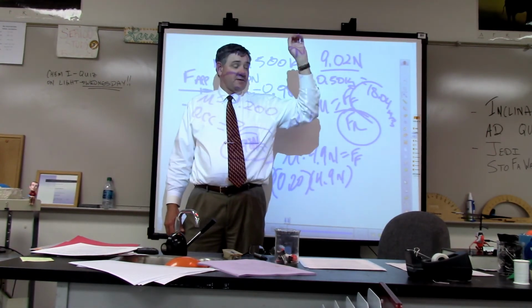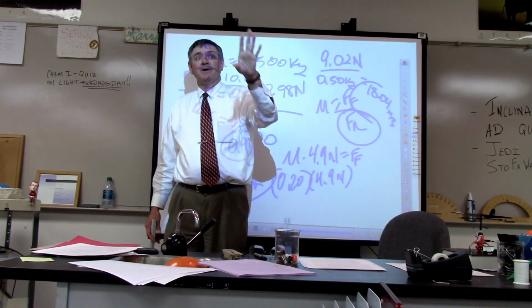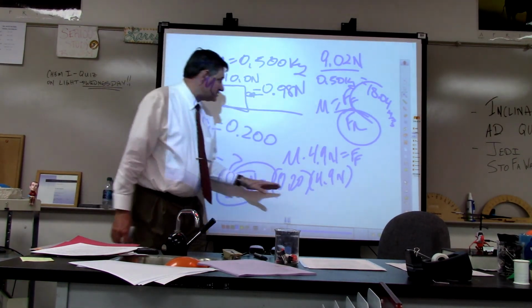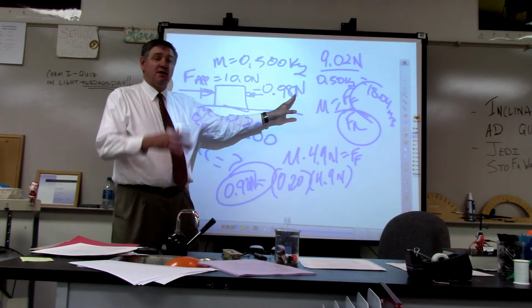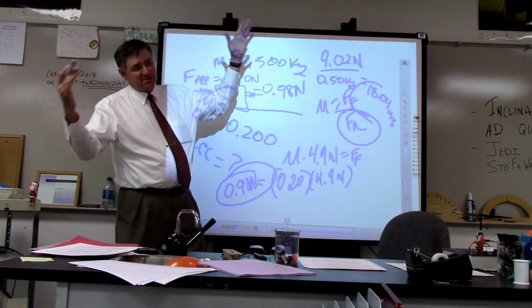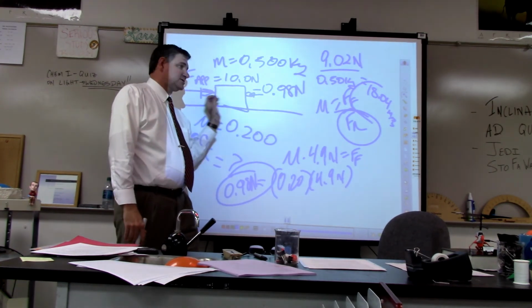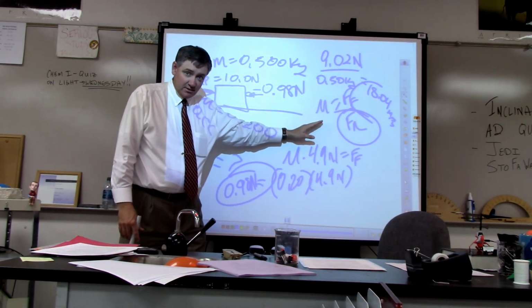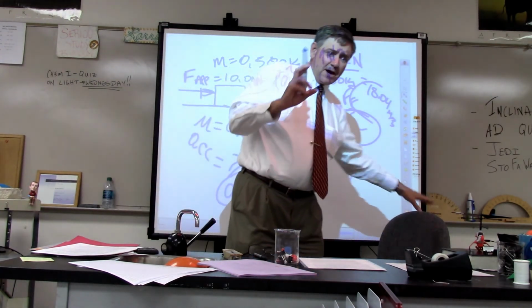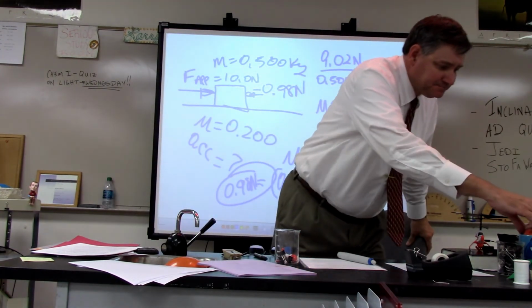0. So that means my FAP plus my FOP have to add up to 0. So if my opposing force is negative 0.98 newtons, FAP has to be positive 0.98 newtons. It adds up to 0. I can still have movement, I'm just not accelerating. Okay? Now, think about this in terms of a grand idea.